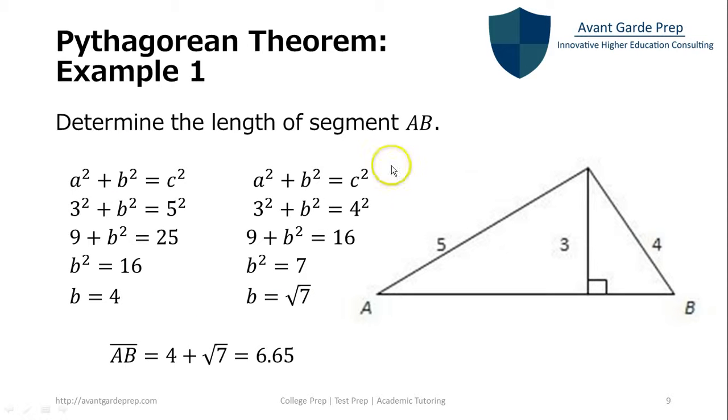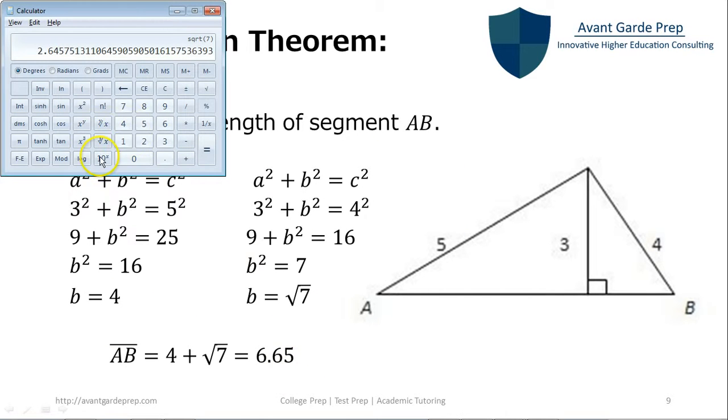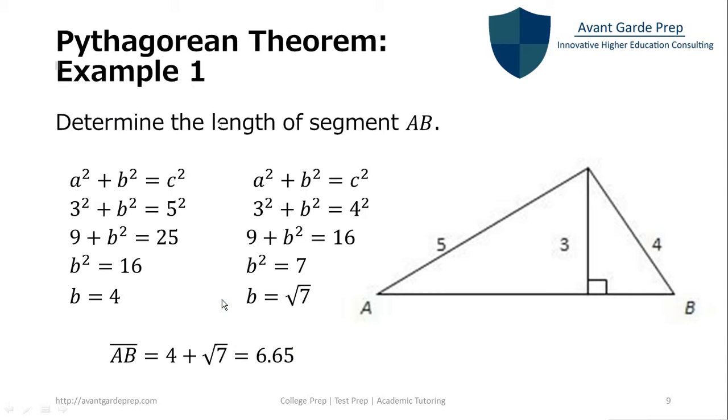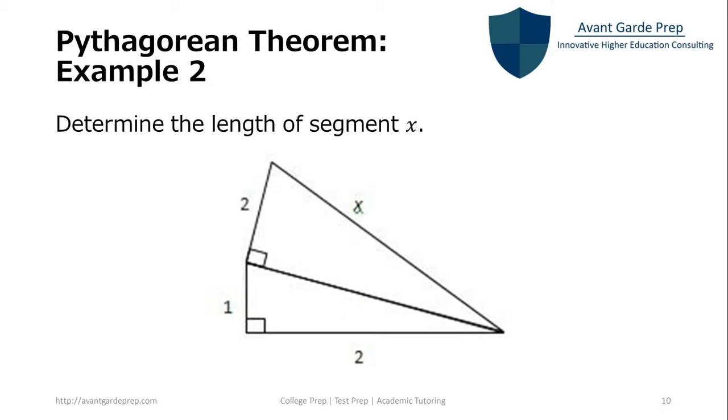And we'll get 6.65, and you can see that. 4 plus 2.65 equals 6.65. And that's going to be our answer. We'll grid that in and move on to the next problem.